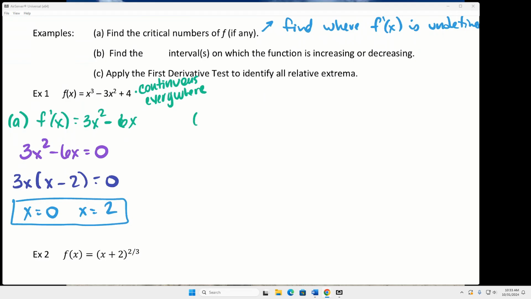All right, and then for B, we're going to do a number line. If there had been a value where this function is not continuous, we would have to label that on the number line so we would know that you can't have a relative maximum or relative minimum where a function is undefined. So in this case, we don't have to worry about that. So we'll just put in our two critical numbers.